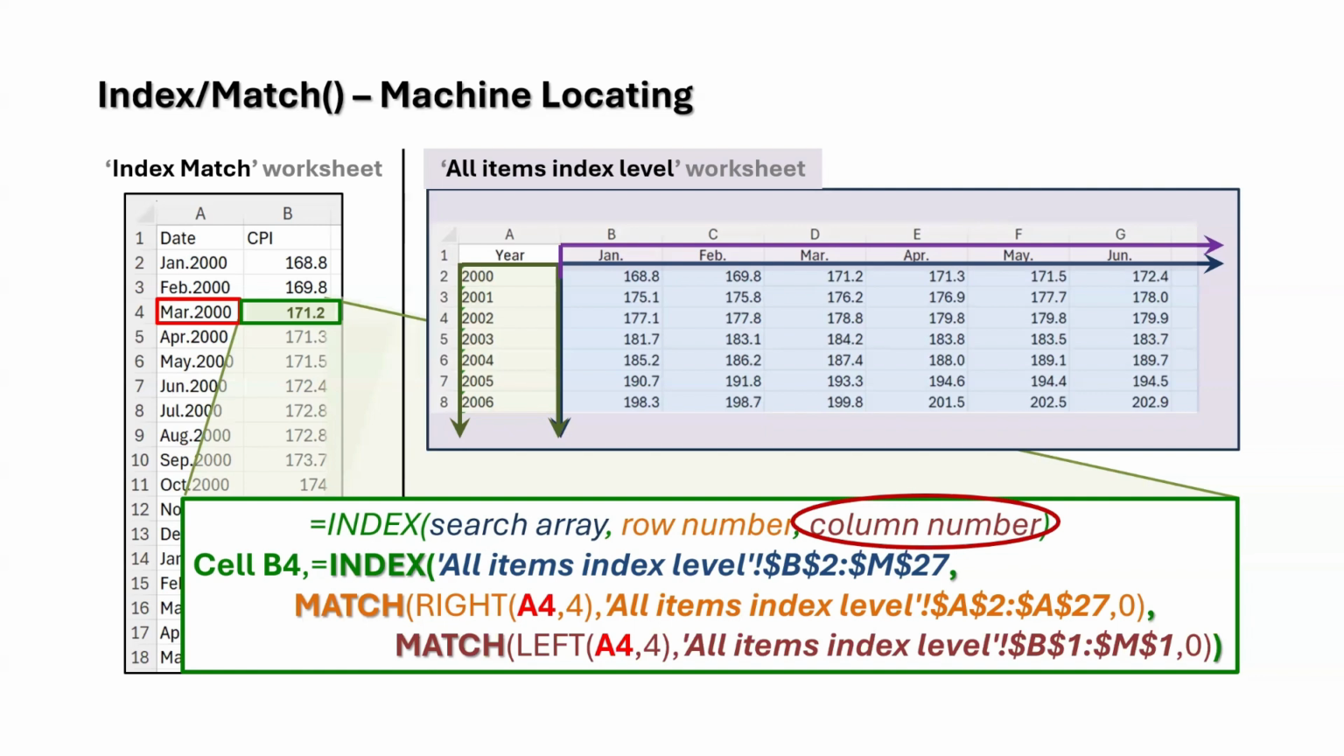The match function asks us to put a qualifier on there. We just want a 0 for exact values, right? And when we do that, the first match function, looking at the years, is going to give us a 1, and the match function looking at the months is going to give us a 3 for the column.